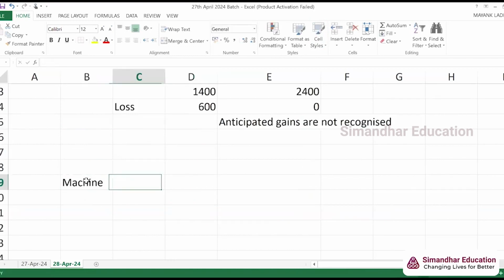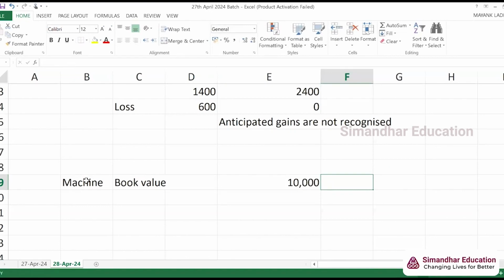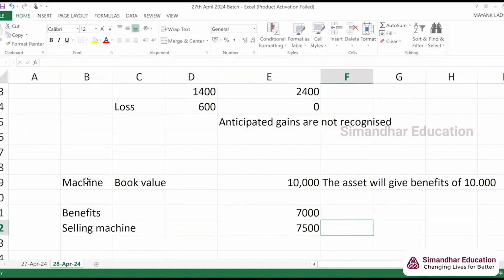let us say I have a machine, and this machine has a book value of 10,000. When I say the machine has a book value of 10,000, what it means is the asset will give a benefit of 10,000. That is why I show the machine at a value of 10,000. But say, for example, by using the machine, I will get benefits of 7,000 only. And by selling the machine, after considering all the costs, I will get benefits of 7,500. So what will I do? I will sell the machine.